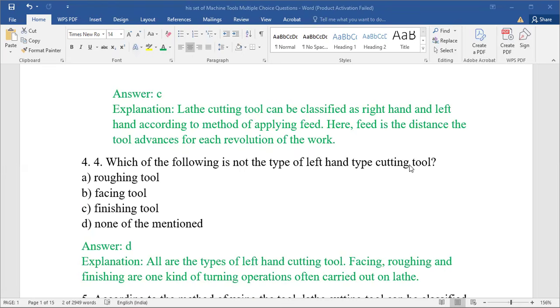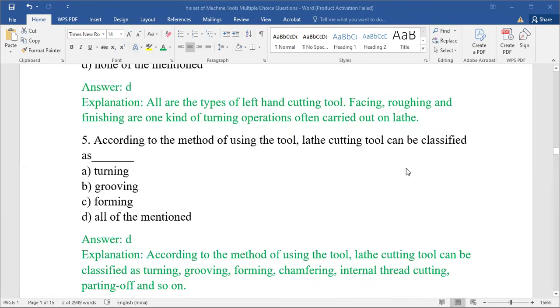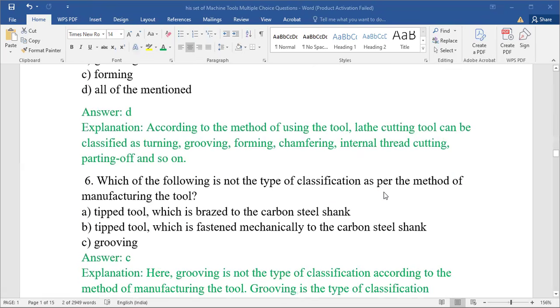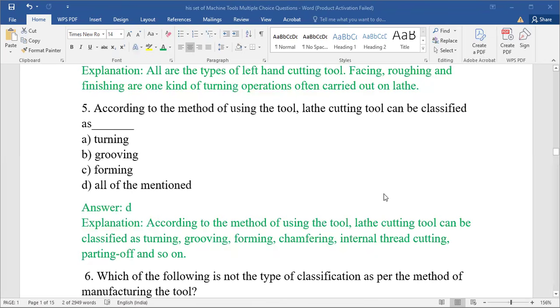Facing, roughing, finishing are one kind of turning operation often carried out on the lathe. According to the method of using the tool, lathe cutting tool can be classified as turning, grooving, forming, all of the mentioned. The D is the answer. According to the method of using the tool, lathe cutting tool can be classified as turning, grooving, or forming. See here, D is the answer.